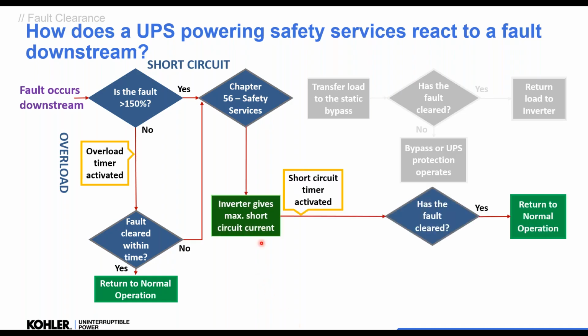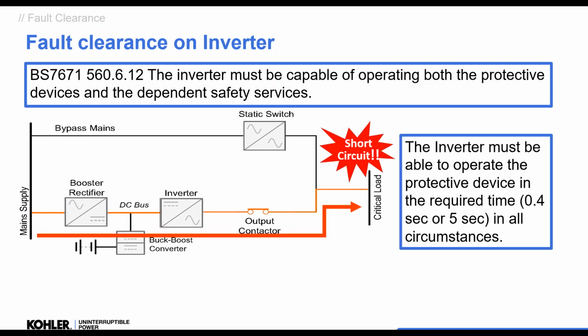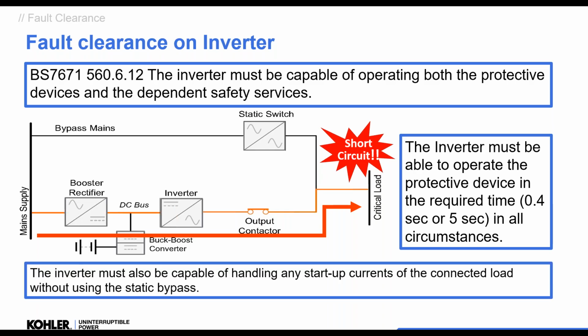So therefore, we have to use the inverter to clear the downstream fault. If we don't clear that downstream protection, it's not compliant. So what that means is that if we have a short circuit on the output of the UPS, the inverter must be able to operate protective devices in the required time, on inverter while on battery, and it must be able to start up any connected load.